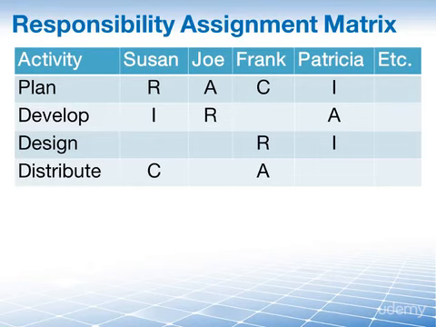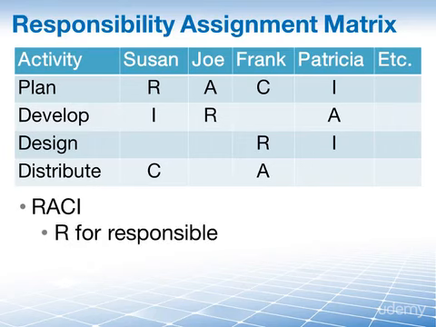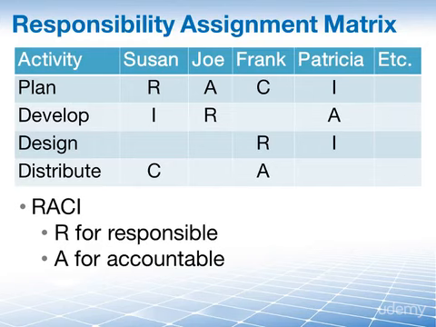The most popular version of this RAM is the RACI chart, because the letters RACI, as you see in this example here, are used to fill in the boxes. R means responsible. Essentially, this is the person responsible for doing the work. A is for accountable, and as a general rule, there should only be one person accountable for each activity that you have in your chart.